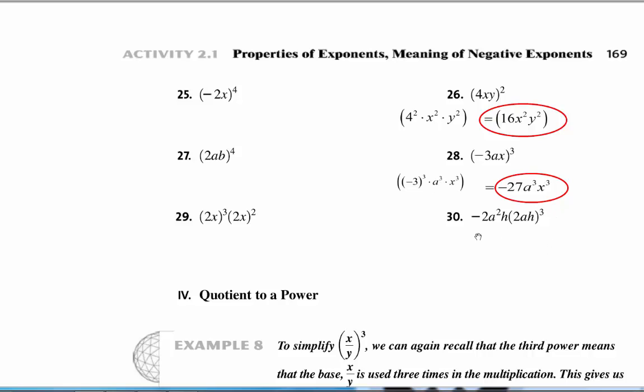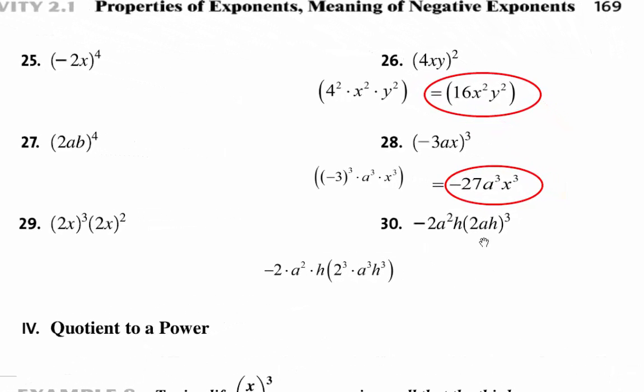Let's give number 30 a shot. So for number 30, I first handle what's in the parentheses. So I'm going to raise my 2 to the third power, the a to the third power, and the h to the third power. And then I'm going to try and clean this up a bit. So think of this 2 cubed as the same as saying 8, right? 2 times 2 times 2 is 8. And 8 times this negative 2, that's where the negative 16 comes from. This negative 16 comes from negative 2 times 2 times 2 times 2.